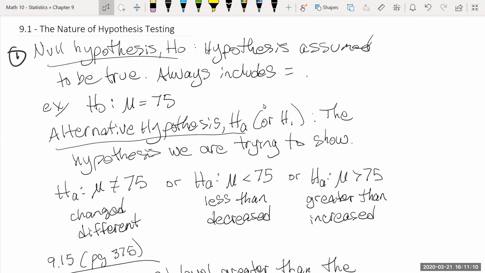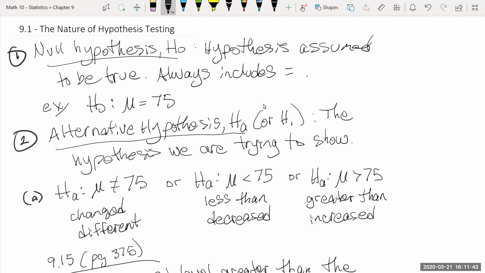The alternative hypothesis, denoted H sub A in our book, a lot of books denote it H sub 1 so that it doesn't look like a 0. But our book uses the H sub A. That's the hypothesis we're trying to show. So the question may be something like, hey, has the average changed? The average on exam 2, is it different than the 75 on exam 1? So here's my second hypothesis, the alternative hypothesis. Those are the two that we can have.